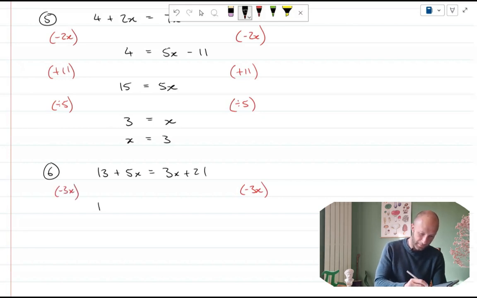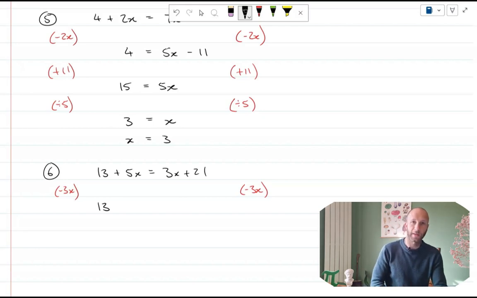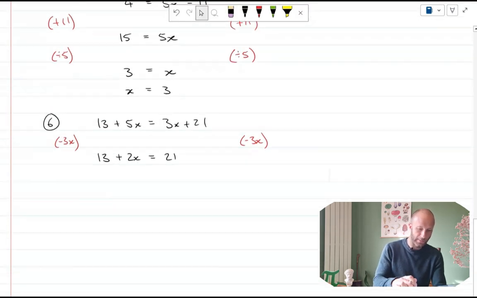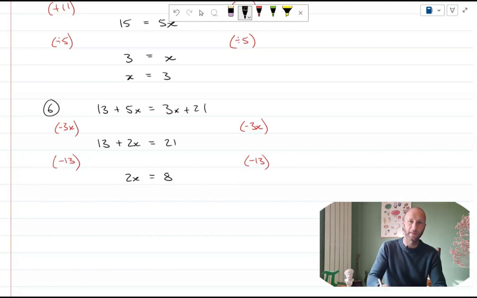then on the left, the 13 won't change because it's a number and I'm subtracting 3x, so it won't affect numbers that are by themselves. 5x minus 3x is positive 2x. And again, that algebraic simplification video will help you if you're not sure about how to deal with those kinds of things. On the right, taking away 3x cancels the 3x, so I'll just be left with the positive 21, or just 21. And then from here, we can subtract 13 from both sides, leaves us with 2x on the left, and it leaves us with 8 on the right, 21 minus 13.